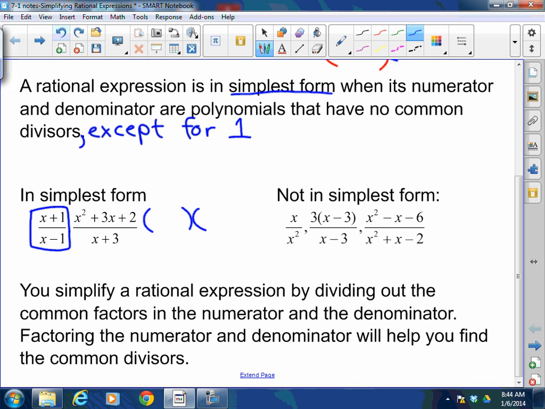When I factor this out, that's right, 2 and 1. So this is x plus 2, x plus 1, and I have this over an x plus 3. Can I cancel anything out?